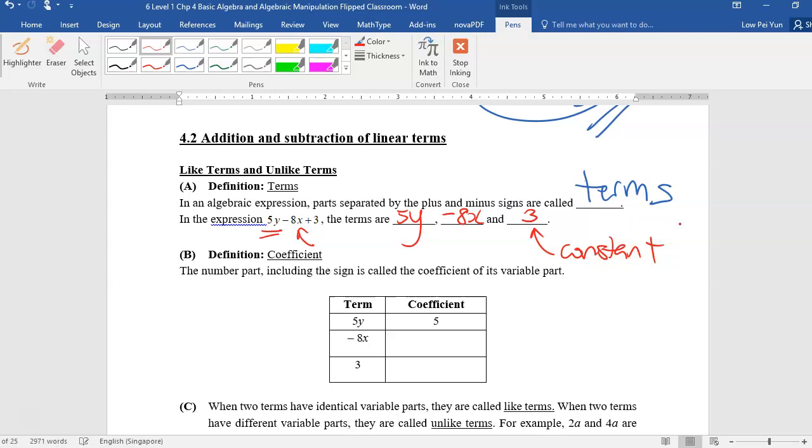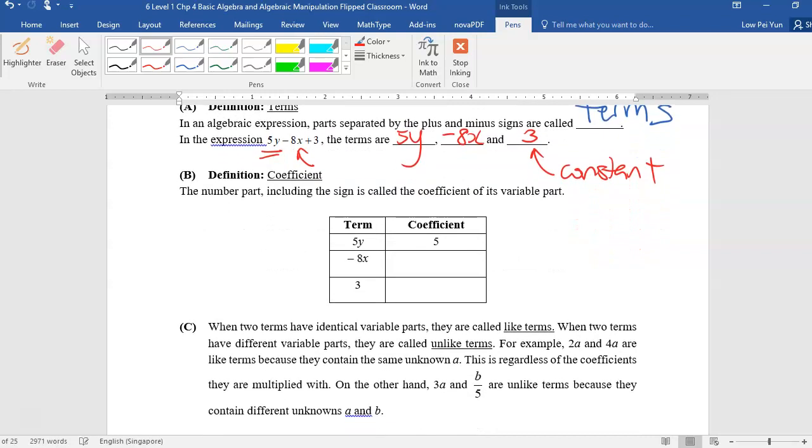Okay, now let's move on. Coefficient. Remember, we talked about this earlier on. If the term has a letter, the number right before the letter is the coefficient. So what is the term? 5y, coefficient is 5. What about the next one? The term is negative 8x, so then the coefficient is negative 8. And then the coefficient of the constant term is the constant itself, which is 3. Aha! So, we are going to look at the next part.